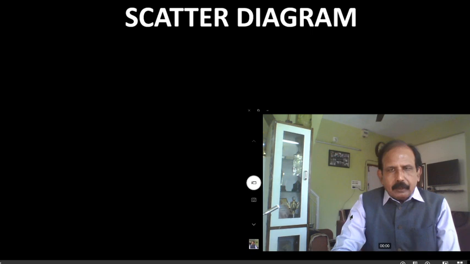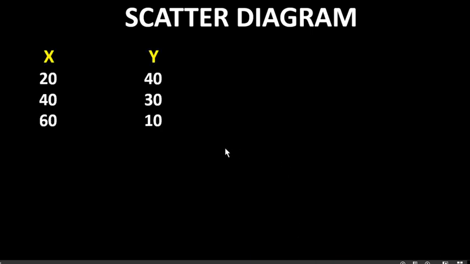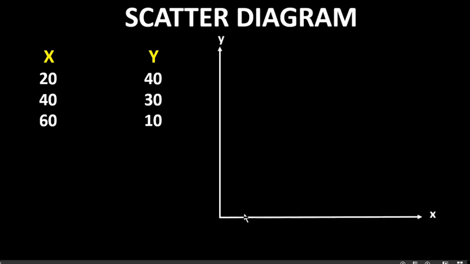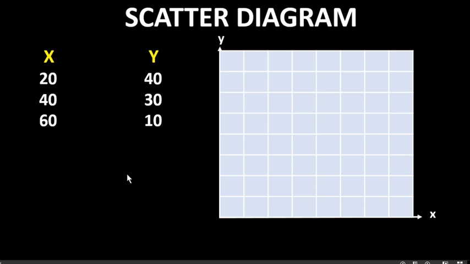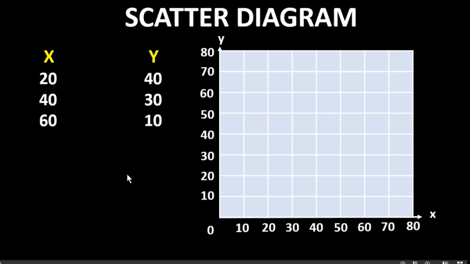Here one example is taken. In this example, two correlated variables x and y are taken and three pairs of values of both are taken here. On the basis of these values, we will draw the scatter diagram. For that, first of all, we have to take x and y axes perpendicular to each other as shown on the screen. And then we have to take the scales on the x and y axes as shown on the screen. Here the scales are taken from 0 to 80 on both the axes.